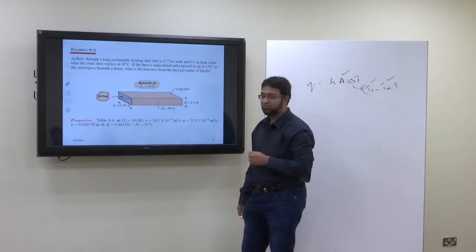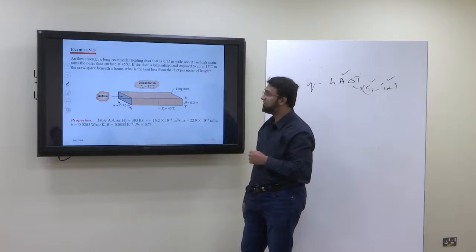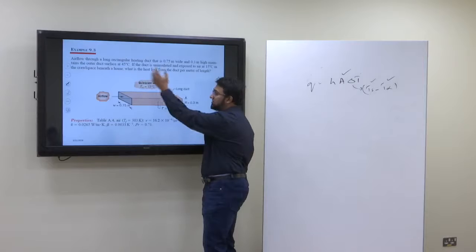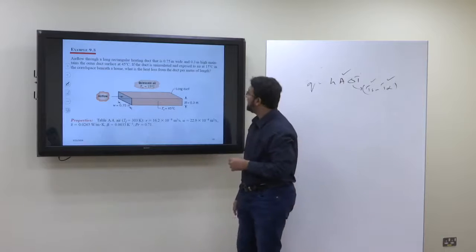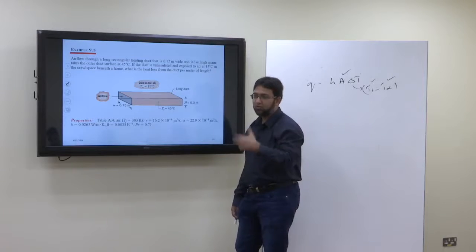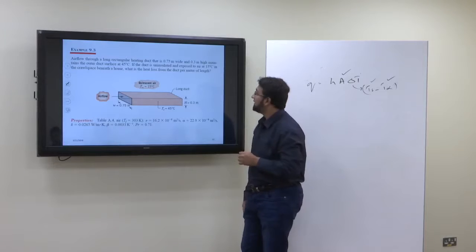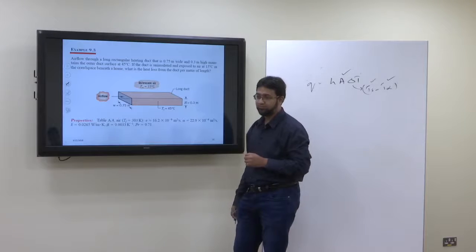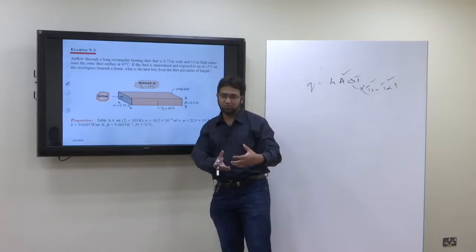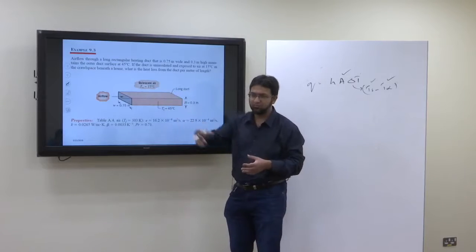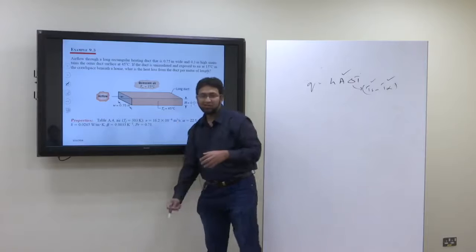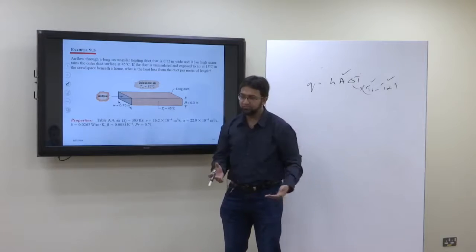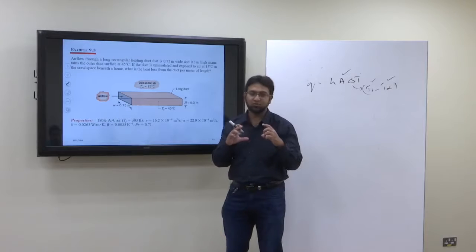If the duct is uninsulated and exposed to air at 15 degrees centigrade, so this duct is in air which is at 15 degrees centigrade, and it is uninsulated, so heat will go out of it, in the crawl space beneath a home. What is the heat loss from the duct per meter of length? So you have a very long duct, length is not given, the duct is rectangular, its dimensions are given, and air is passing through the duct.